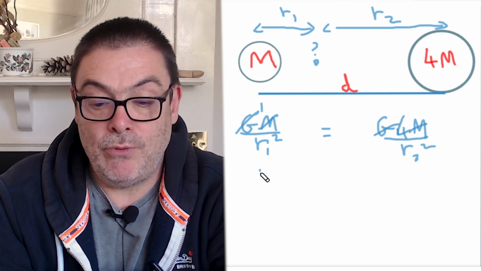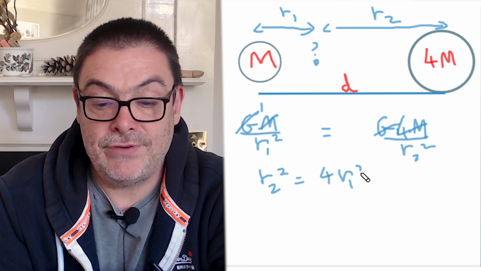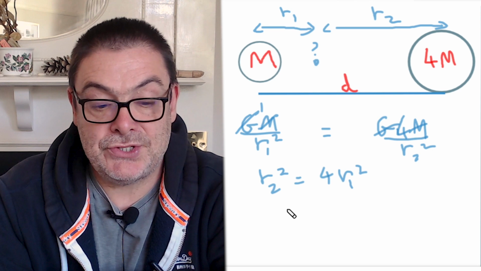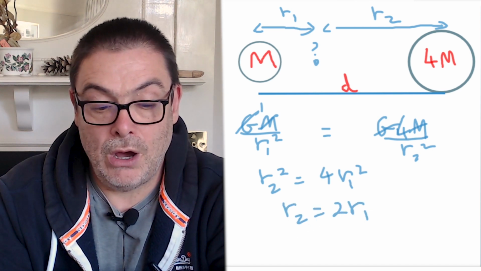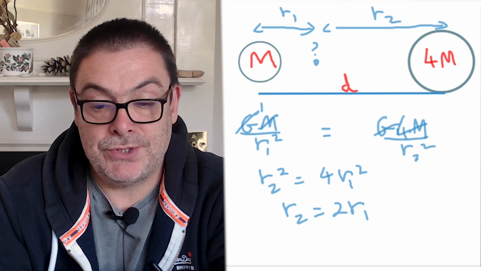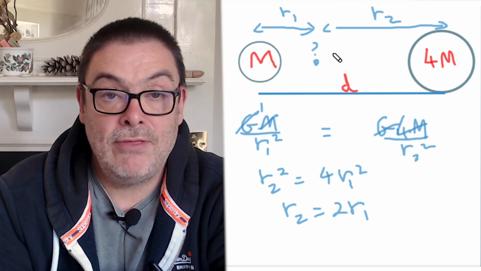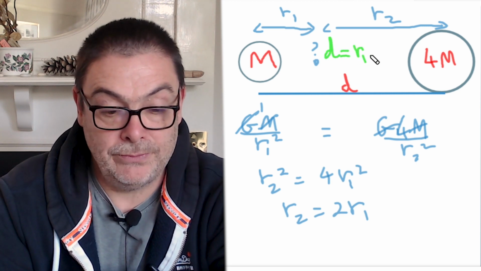Our next step will be to cross multiply and take the square roots of everything, which leads us to, in this case, R2 equals 2 R1. We're well on the way now. Now we can also say, and fairly obviously, that the big distance d equals R1 plus R2.